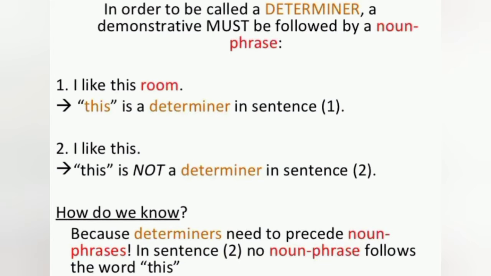In order to be called a determiner, a demonstrative must be followed by a noun phrase. For example, I like this book. This is a determiner in the sentence. I like this. But in the second example, this is not a determiner in the sentence. Okay, it must be followed by a noun. A noun must be there after it. Okay, I think all of you are getting it.